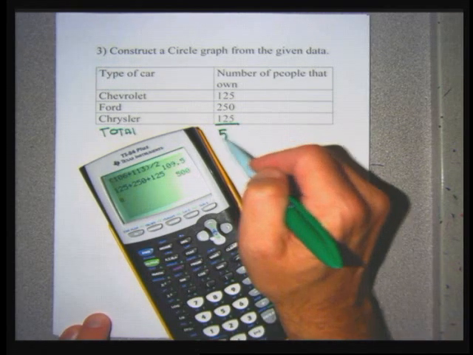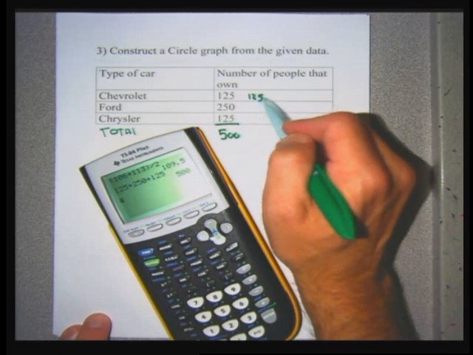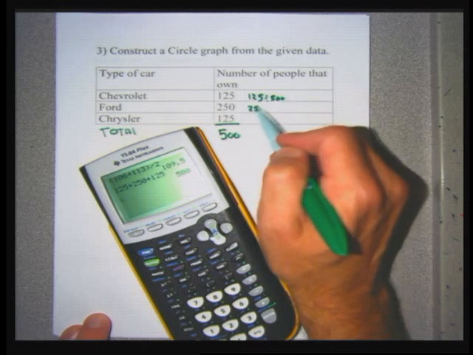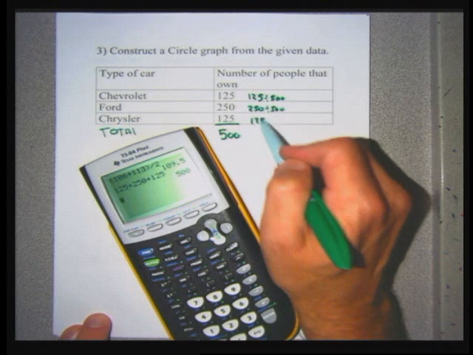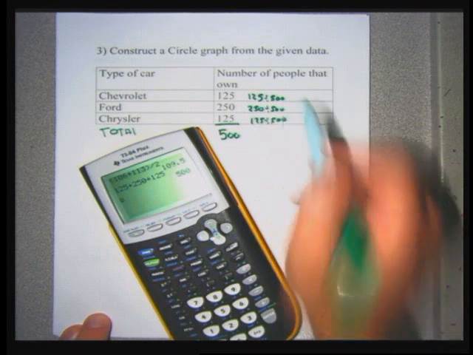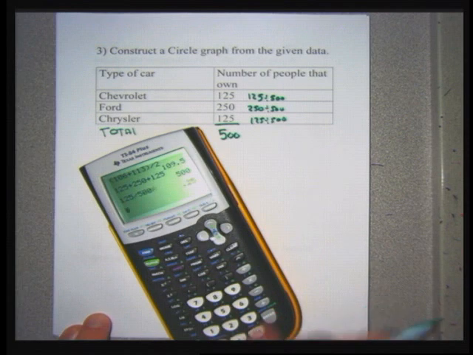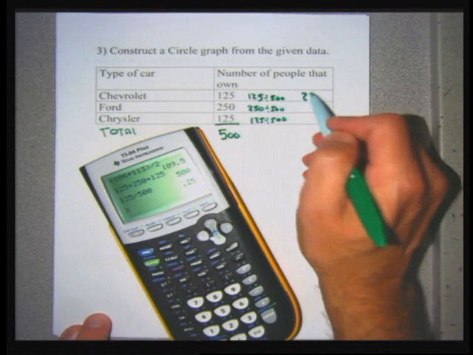And now I'm going to make each number a percent. So I'm going to go 125 divided by 500, 250 divided by 500, and 125 divided by 500, and make each a percent. Well, first I'm going to get a decimal. 125 divided by 500 is 0.25, and 0.25 is equal to 25%.